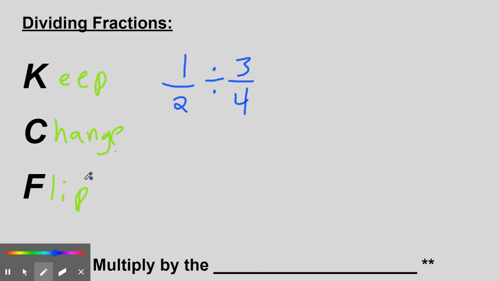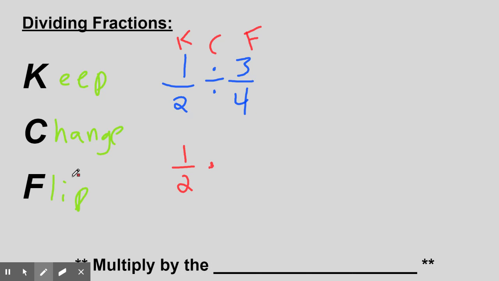So to change that, we're going to keep the first number, so 1/2, change the sign to the opposite. So since we have division, the opposite is multiplication, and then flip the last number. So this fraction will now become 4/3. Okay, so once again, keep, change, flip. You keep the first number, you change the sign, and you flip the fraction.